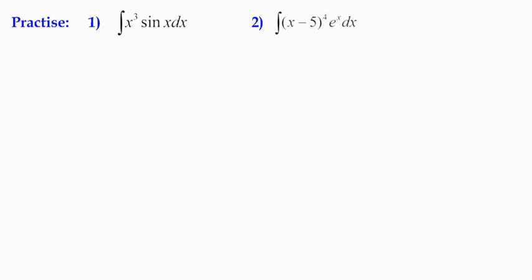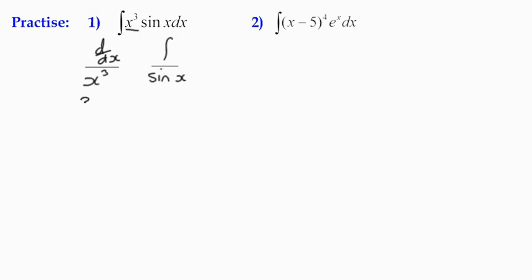Okay, so here we have question 1, integral of x cubed sine x with respect to x. We want to think about two particular columns. We want a derivative column, and we want an integration column. So here's our headings, and we're going to nominate, as we would normally if we were doing integration by parts, the polynomial expression that we're going to use as the derivative, and sine x we're going to integrate.